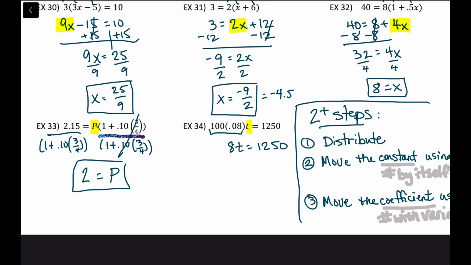8t equals 1250. Opposite of multiplying is dividing. Divide both sides by 8. And this one, it has a decimal in it, so I'm okay with the decimal answer. 156.25. All right, now hopefully you feel good about solving equations.